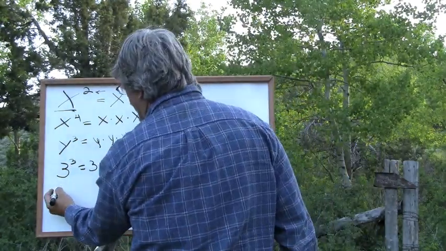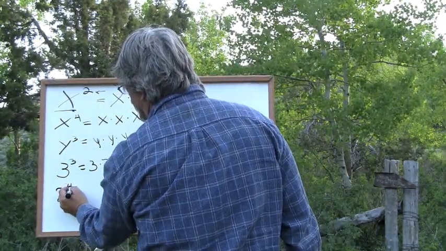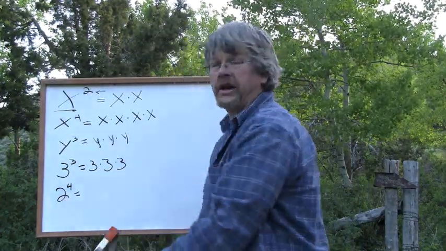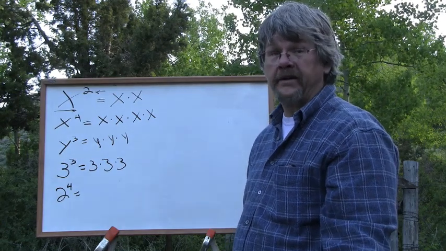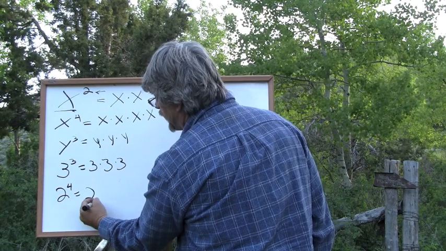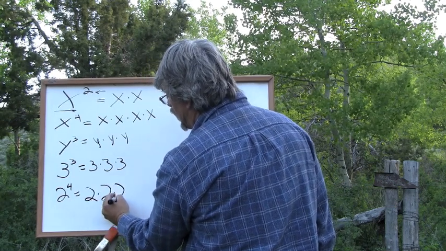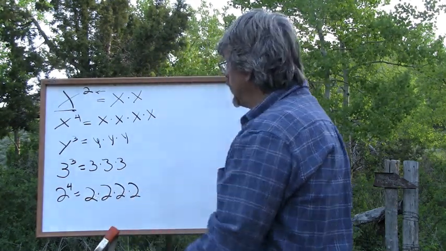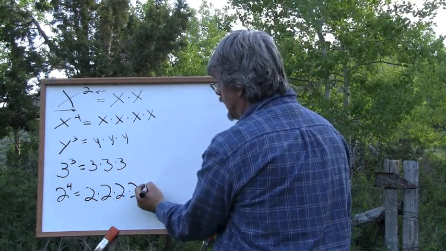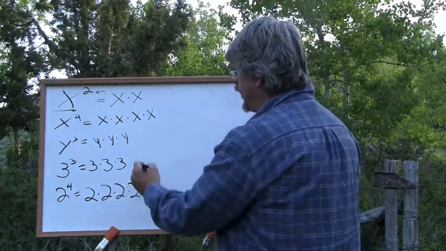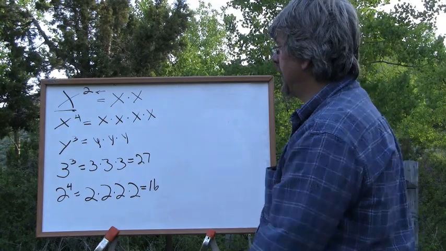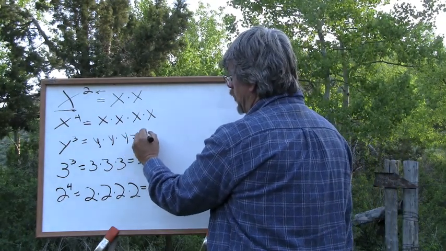2 to the 4th, now remember, 2 to the 4th, this is not 2 times 4 equals 8. That is not what this is. What this is telling you is you're going to multiply 2 4 times by 2 itself. It's 2 times 2 times 2 times 2, which is 4 times 2 is 8 times 2 is 16. See how fast that builds up? 3 cubed equals 27. That's fascinating. And then y cubed, of course, equals y cubed.